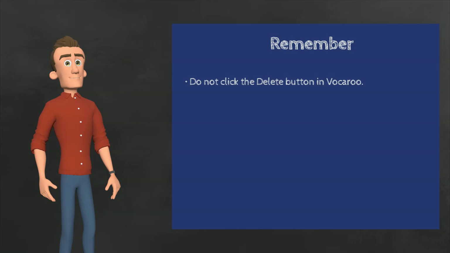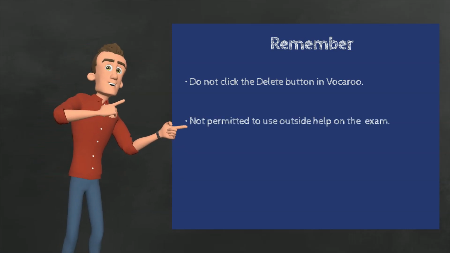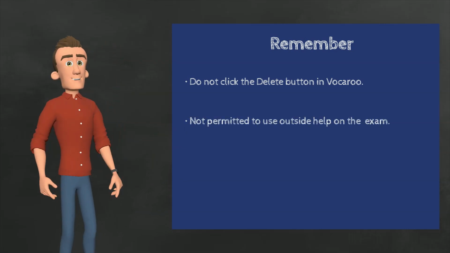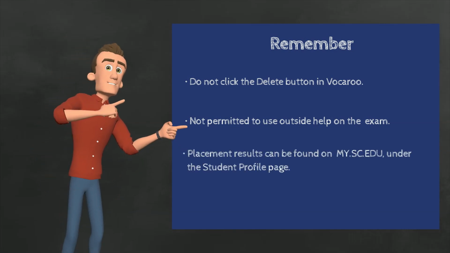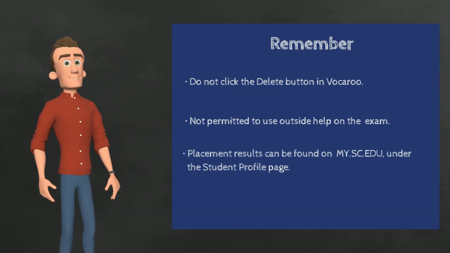While taking this exam, you are not permitted to use any additional resources or seek outside help of any type. The work you submit must be your own. Once your exam has been assessed, you can find your results on the student profile page on Self-Service Carolina. There's a testing tab on the left-hand side of that page where you can find all scores associated with your academic record.